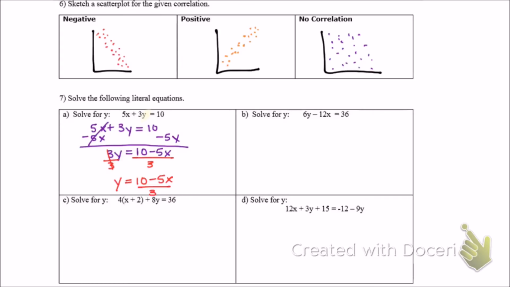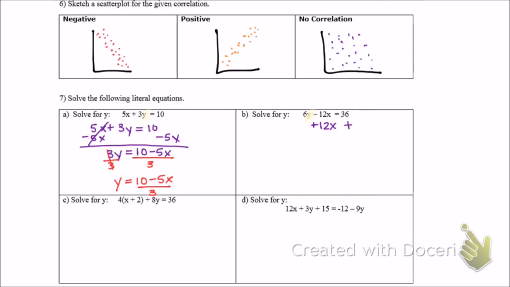On B, solve for y, so this time we have 6y minus 12x equals 36. So again, I'll highlight my y value. That's what I want to stand out to me, so I want to get that variable by itself. Now I'm going to have to add 12x to both sides.